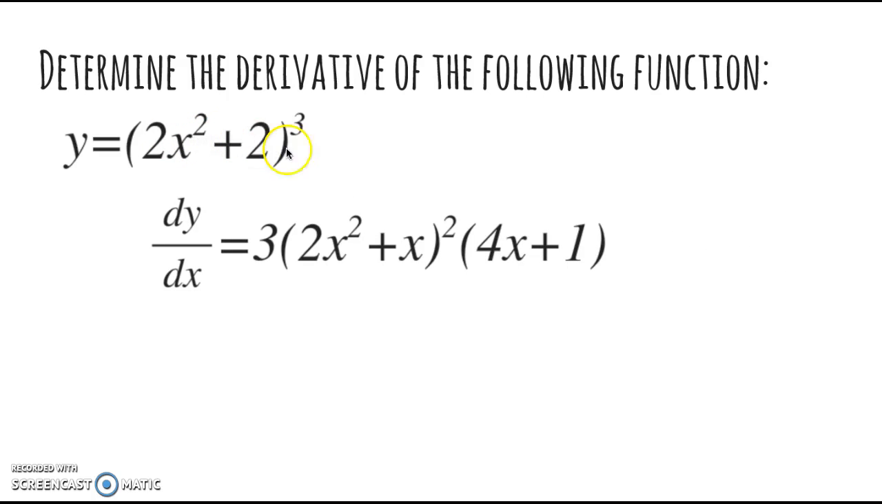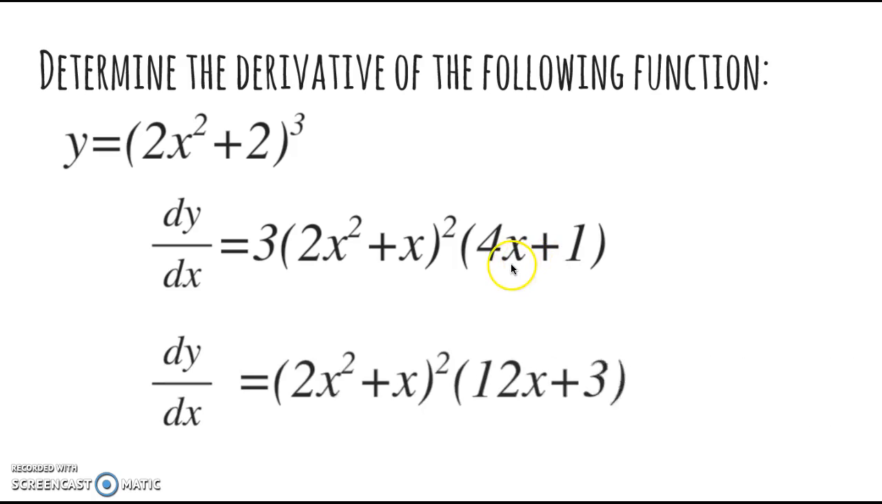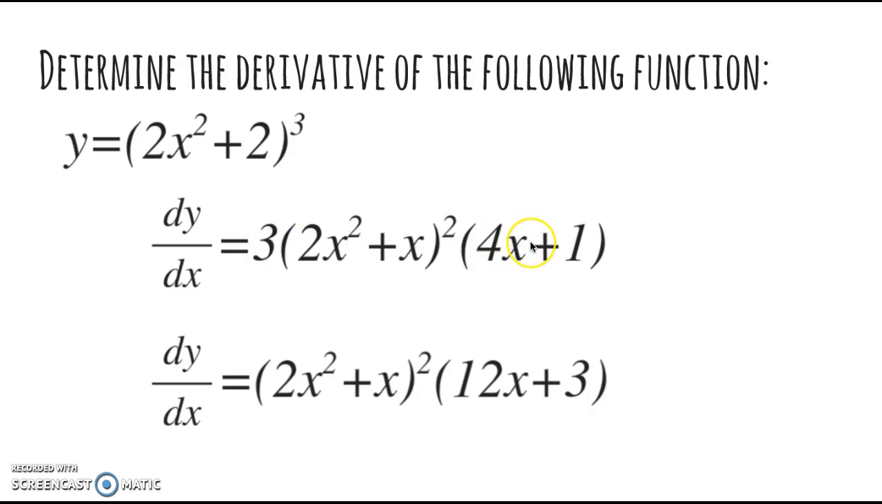The derivative of the outer function: the exponent comes down front, leave the inside, and subtract 1 from the exponent, times the derivative of the inner function, which is 4x plus 1. Then distribute the 3 to the 4x plus 1 to get dy over dx equals 2x squared plus x, squared, times 12x plus 3.